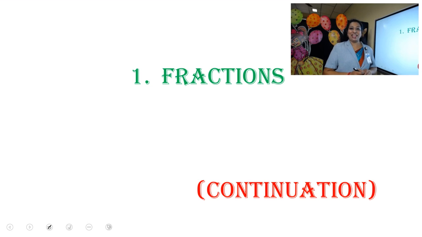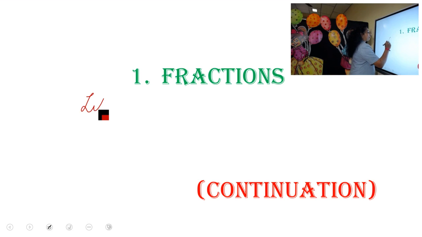What we learned last day? We learned about the types of fraction. How many types of fractions are there? There are 6 types of fraction. First was like fraction. Like fraction means the denominators are the same. Those type of fraction are known as like fraction.